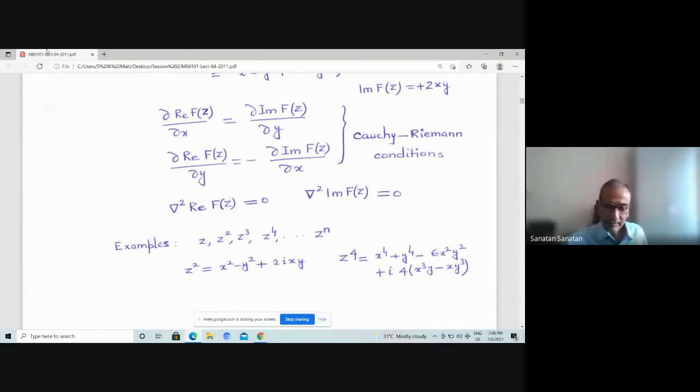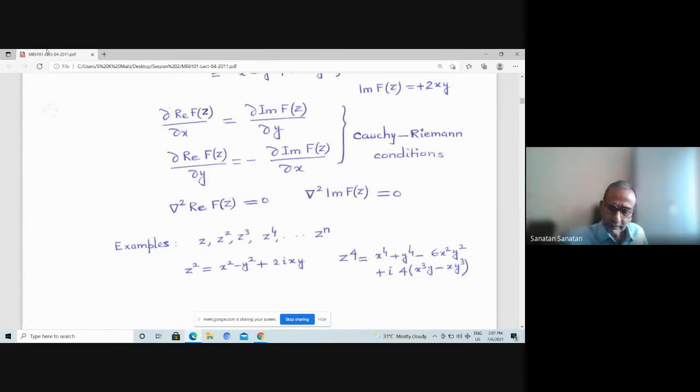Let us quickly look at, let's say, z square. We write an analytic function as z square. What does it mean? z is nothing but x plus iy, squared, and if you expand it, it becomes x square minus y square plus twice ixy. So this analytic function has real part x square minus y square, and the imaginary part is 2xy.